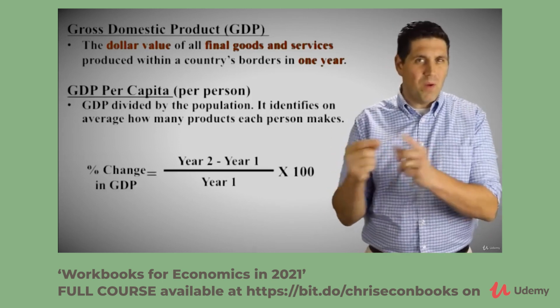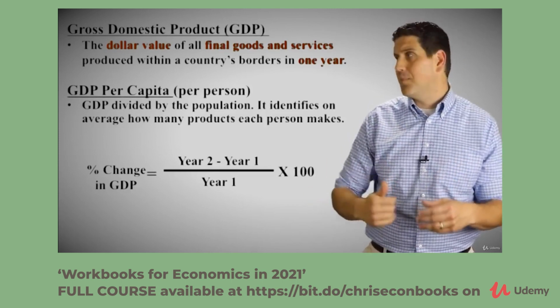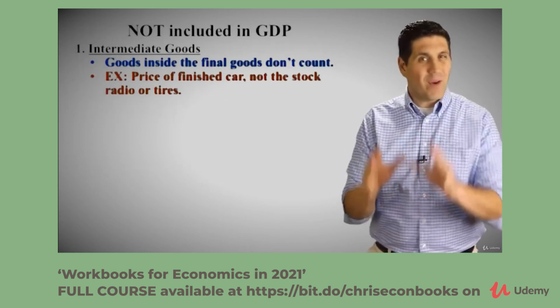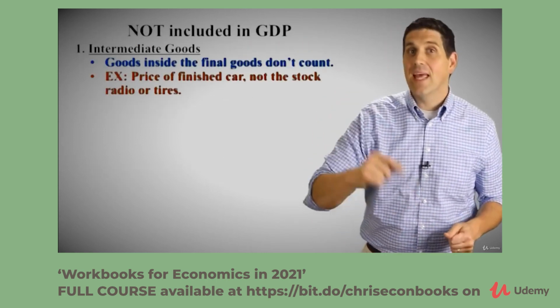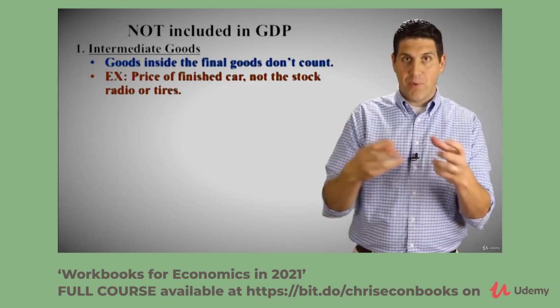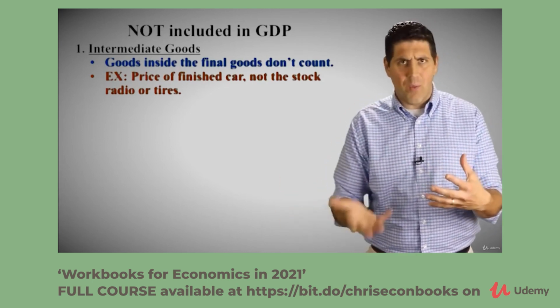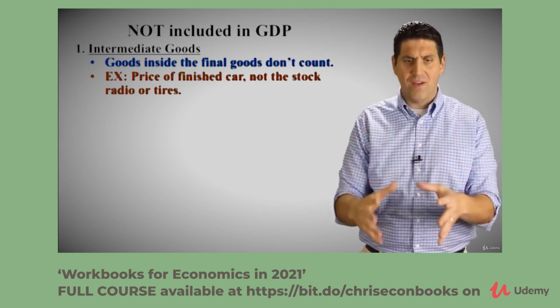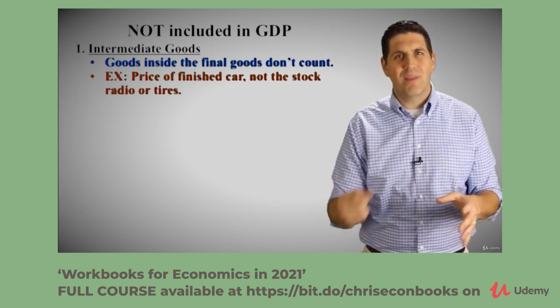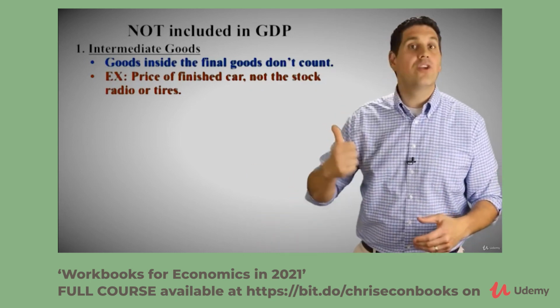So if I say the GDP in one year is this amount and the GDP in another year is a different amount, you should be able to calculate the percent change in the GDP. Now, when it comes to GDP, it's important to know what's not included in GDP. And the first one is intermediate goods. These are goods that go into the production of a final good. So we only count the final good, not the things that went into producing it. So we count the final laptop, not the computer chip that the laptop producer bought from another company. So intermediate goods don't count.